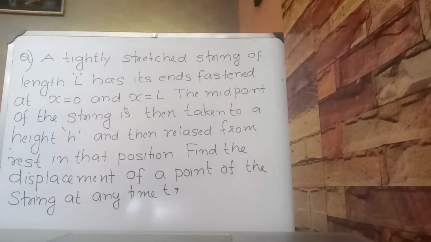We will do another problem from the wave equation. A tightly stretched string of length L has its ends fastened at x equal to 0 and x equal to L. The midpoint of the string is then taken to a height h and then released from rest in that position. Find the displacement of a point of the string at any time t.